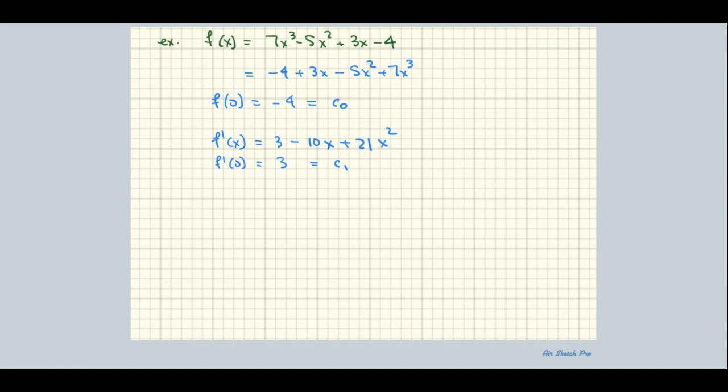Now we're going to take f double prime. Let's take the derivative of f prime of x to get f double prime. So f double prime is going to start with what? Negative 10, plus 42x. What's f double prime of 0? This is pretty easy. Yeah, negative 10. Now, guys, quick quiz. Is that equal to C2? What's C2?